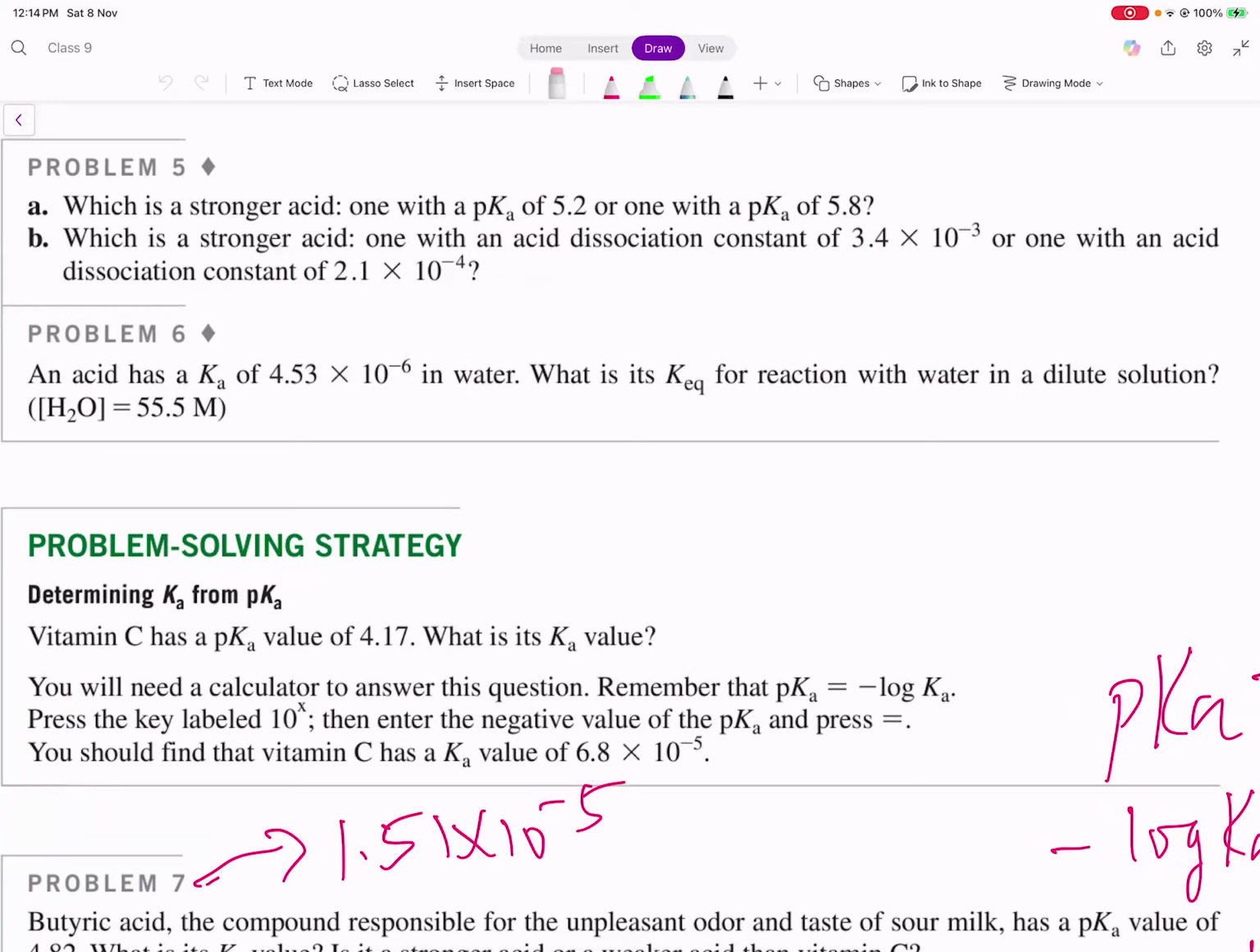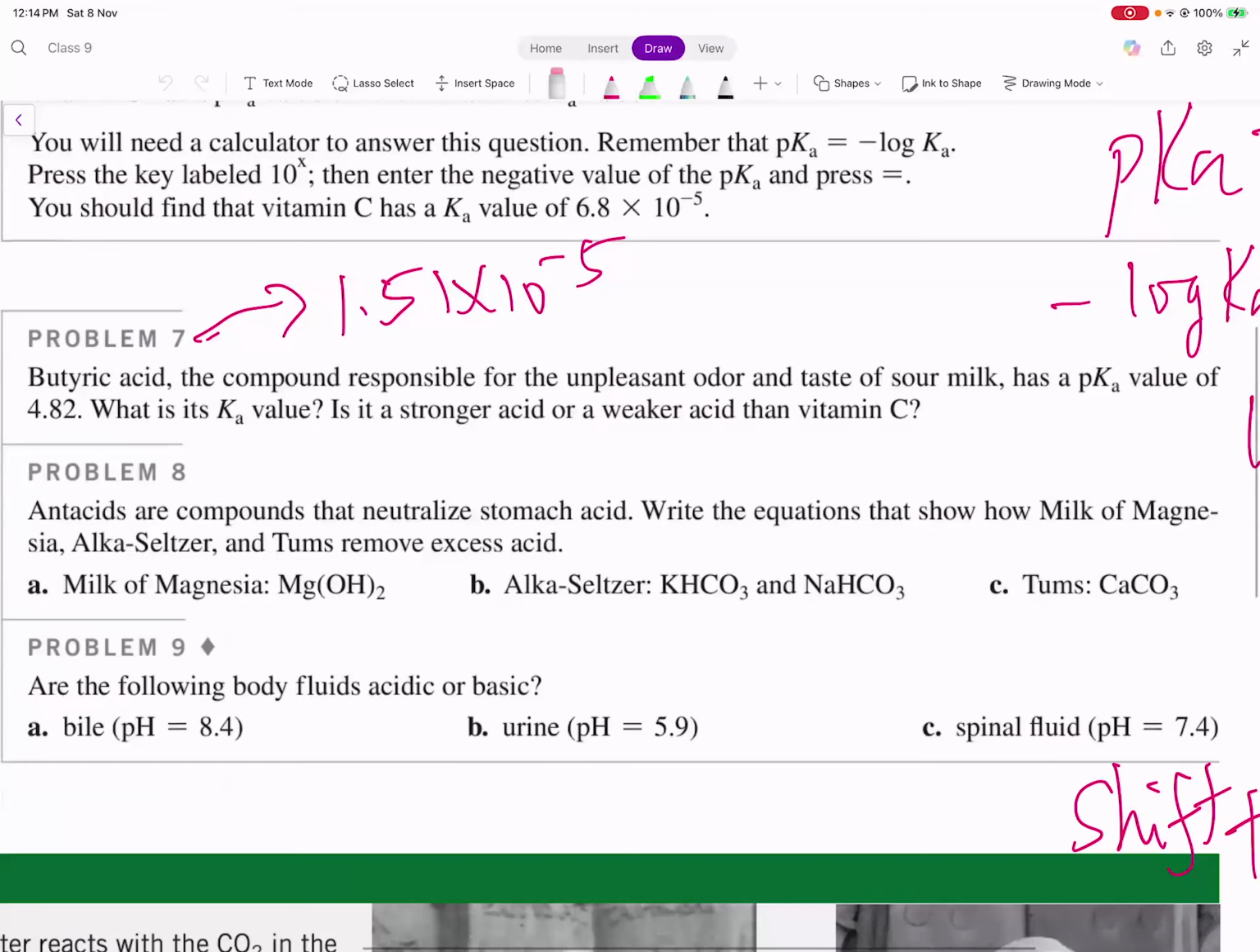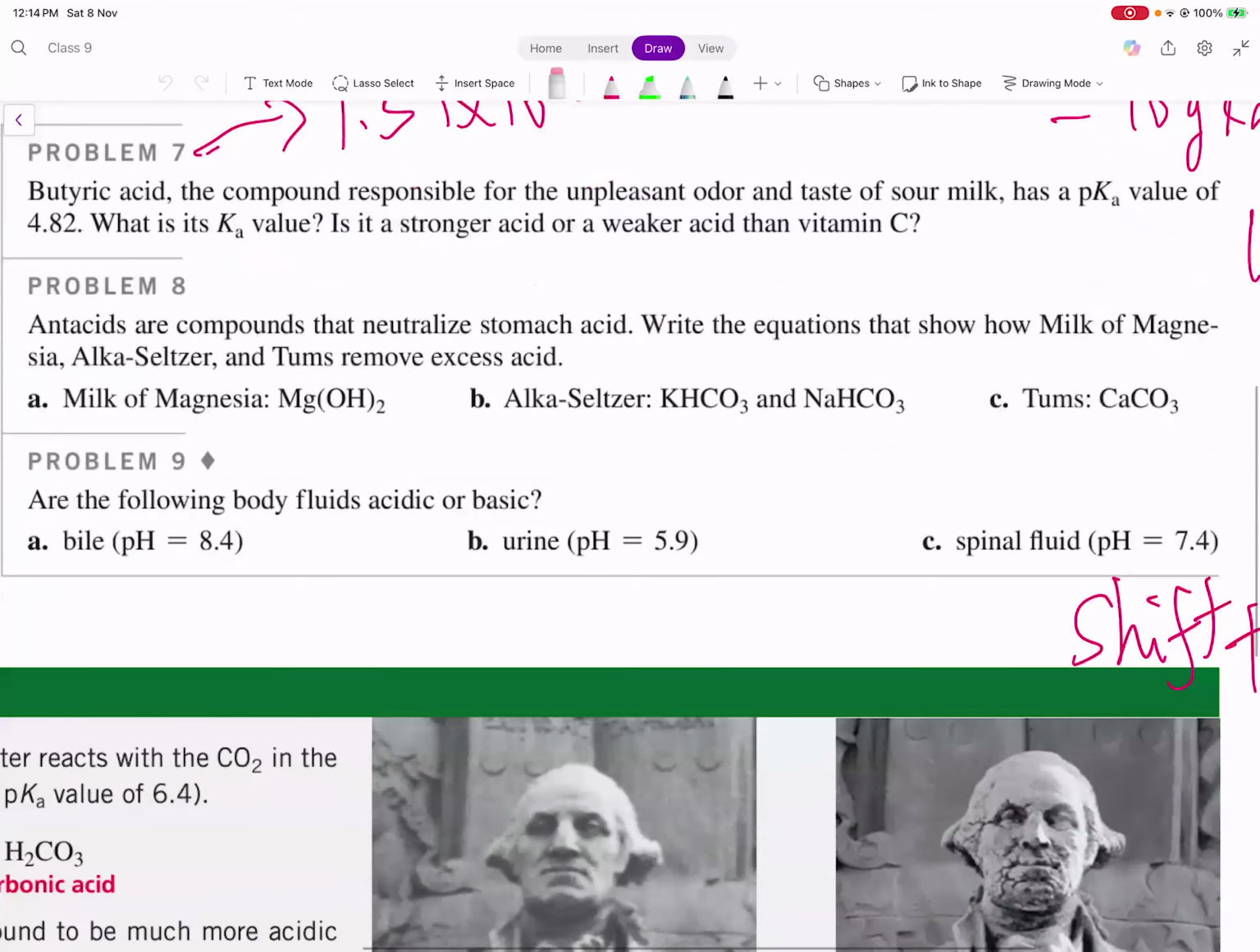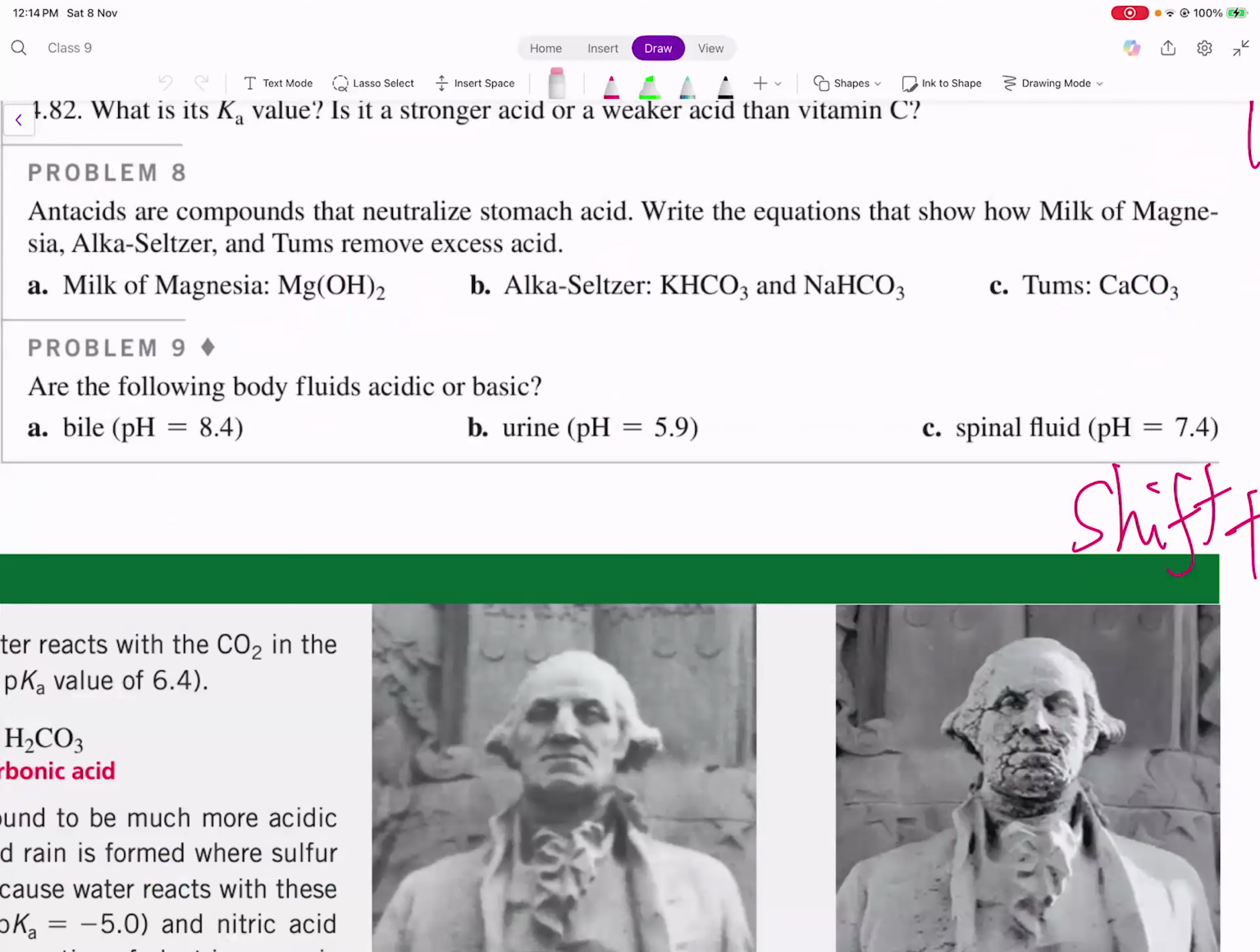Then I asked you to do these. Are the following fluids acidic or basic? Well, we know if pH is greater than 7, they are basic. pH less than 7 are acidic. And if pH is equal to 7, then they are neutral. So bile, basic; urine, acidic; spinal fluid, pH equal to 7.4, it is slightly basic.